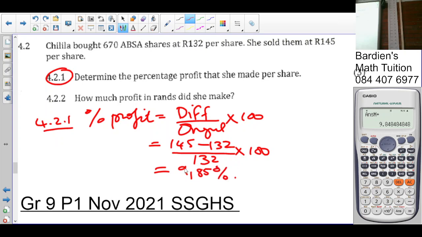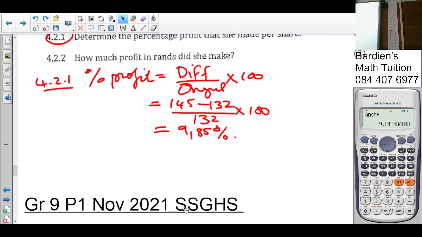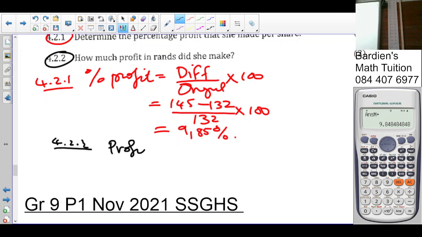Okay. Then the question says, how much profit in rands did you make? So, if you look at the profits in rands that she makes, so 4.2.2, how much does she make per share? How much profit is it per share? Profit per share is going to be 145 Rand minus 132, which is 13 Rand.